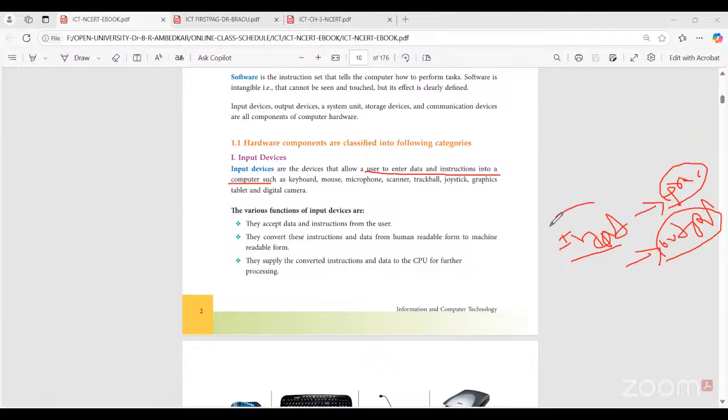So what is the job of the input device we are talking about here? They allow the user to enter the data. If the user wants any work with the computer, they have to give input. You can take so many examples. Take your phone: you want to open the phone, so the input you give is your phone password. You are entering the password.